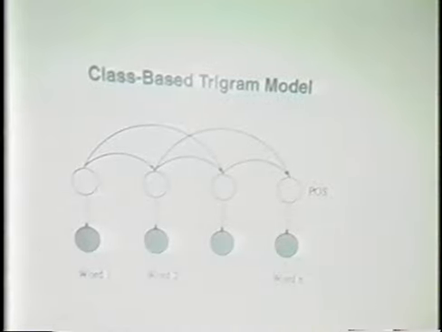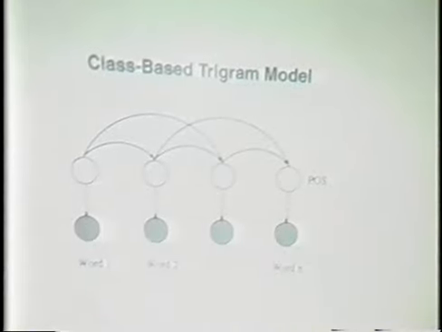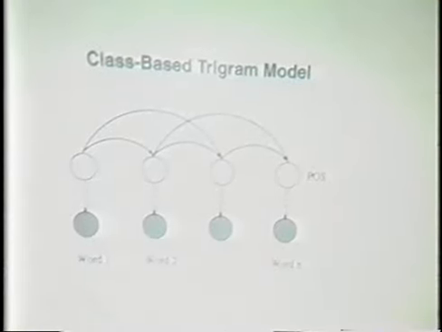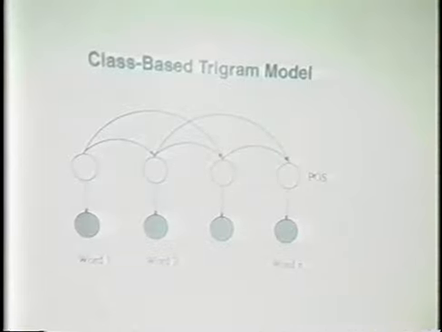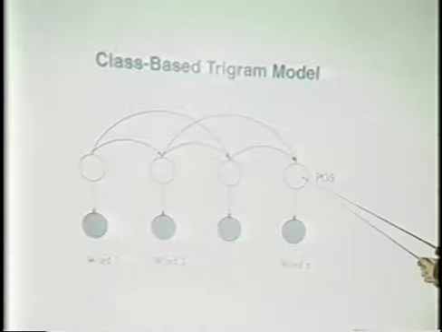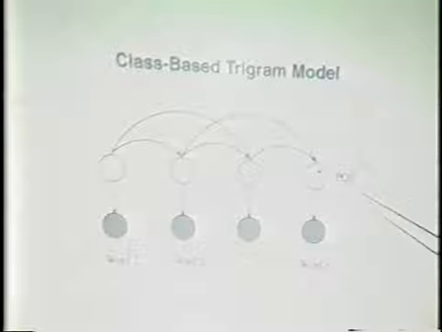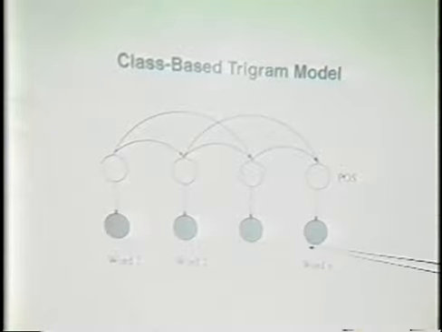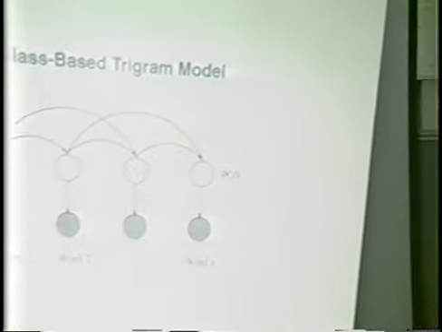You can get a little fancier if you want and have a class-based trigram model where you assume that you have an underlying hidden sequence that represents the part of speech of the word. The part of speech depends on the previous parts of speech, and then the word itself is conditioned on the part of speech, so you have some distribution over words given that you had an adjective or determiner or something like that.